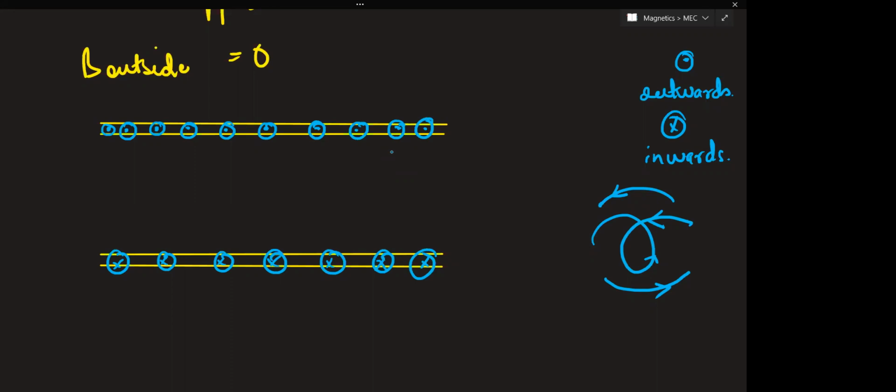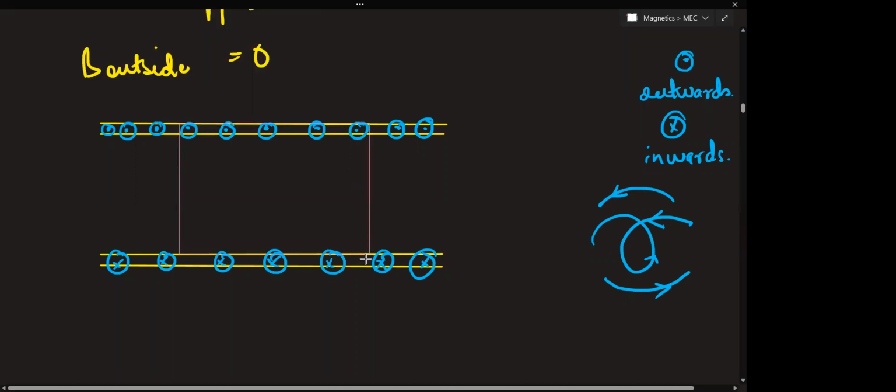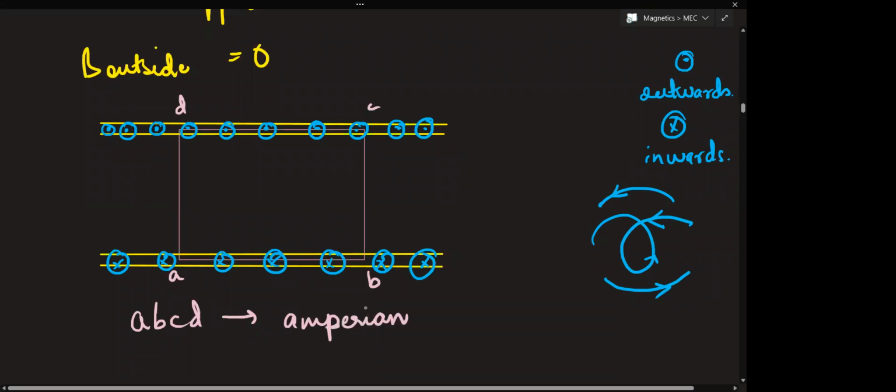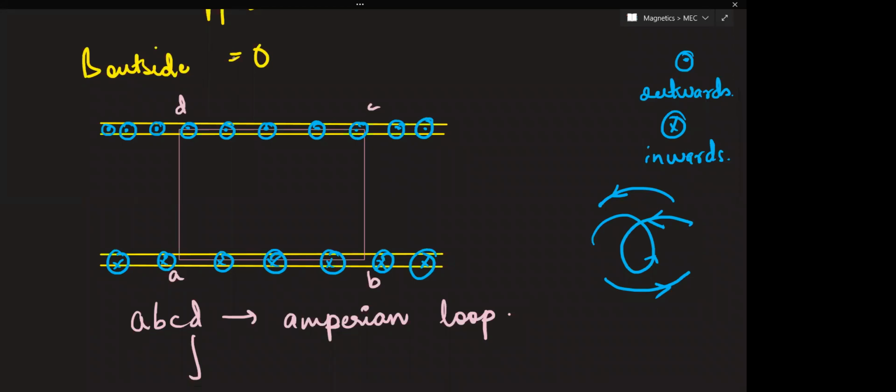Now to determine the magnetic field, let's say B, at any point, you have to consider a rectangular path. We'll consider a rectangular path and name it A, B, C, D. We have considered a rectangular path ABCD as the Amperian loop, because obviously for using Ampere's Circuital Law, an Amperian loop is necessary. So ABCD is the Amperian loop. Now, what is Ampere's Circuital Law? I think by now you must have remembered it. Sneha, what was Ampere's Circuital Law?